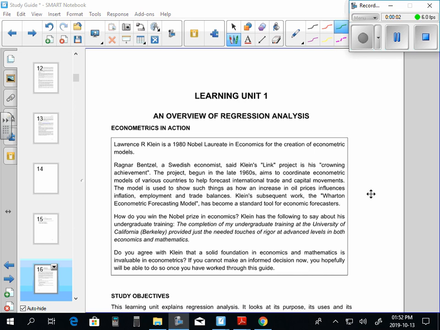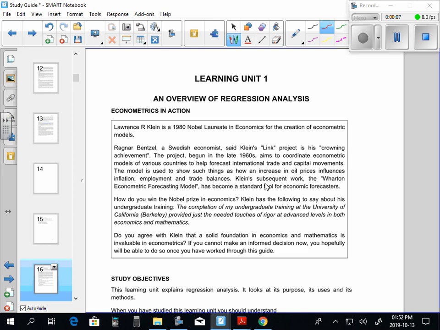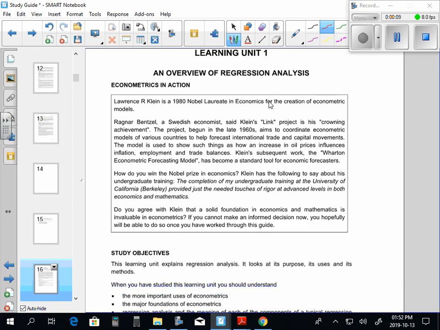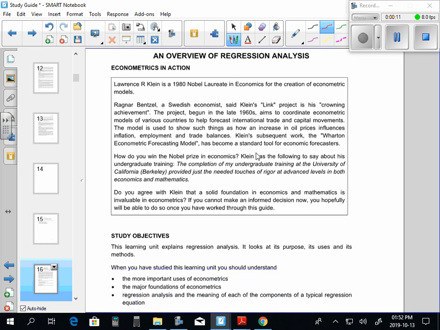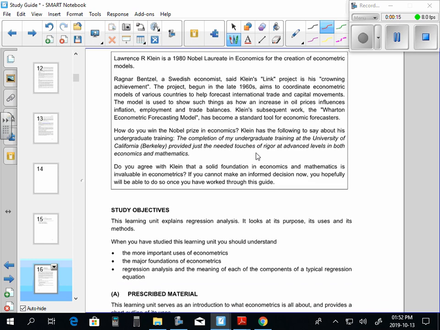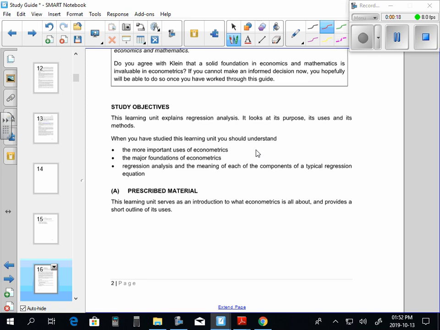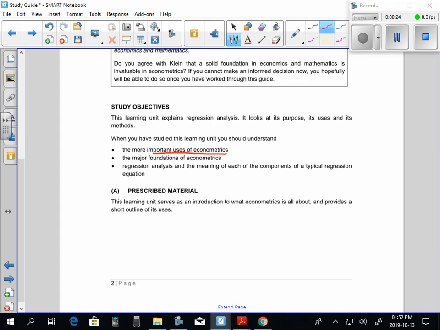So looking at our module from the beginning, our learning unit 1 is just an overview of regression analysis, so there is nothing really new after having done our STAs. It's just a refresher in terms of what we have covered. There is a bit of theory where we talk about why it's important for us to study econometrics, what the uses are, what the major foundations are, and we talk about regression analysis and the meaning of each component in a typical regression equation.